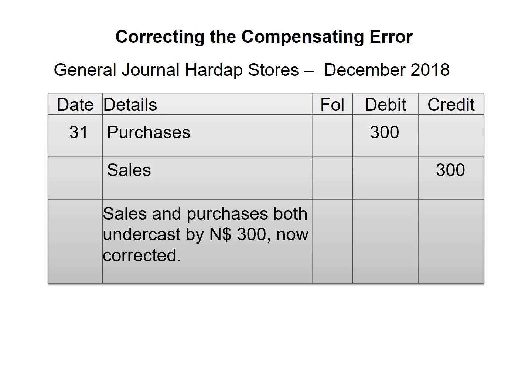The word undercast means we recorded less than we should. Overcast, on the other hand, means we recorded more than we should. Now let's have a look at how we would correct this error in our ledger.